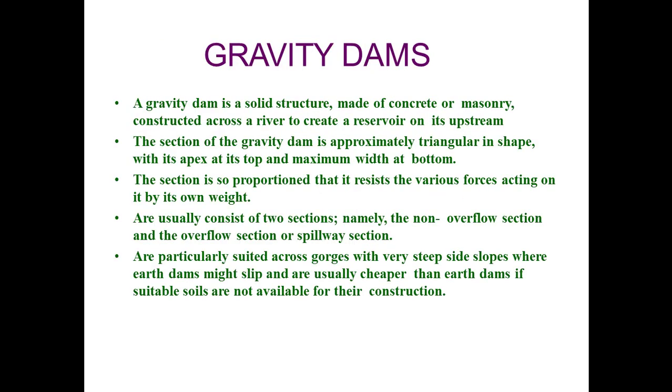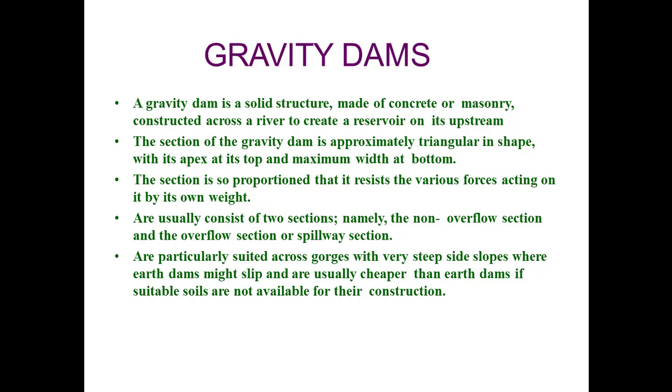So coming to the introduction, what is a gravity dam? A gravity dam is a solid structure which is made up of concrete or masonry and is constructed across a river to create a reservoir on its upstream side. The section of the gravity dam is approximately triangular in shape, with its apex at the top and maximum width at the bottom. The section is so proportioned that it resists the various forces acting on it by its own weight.